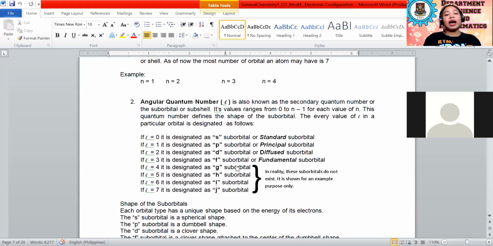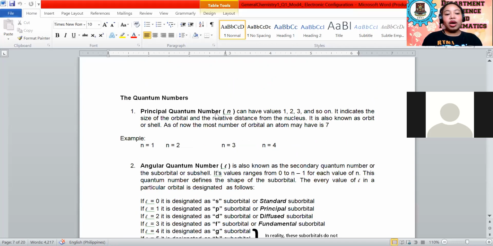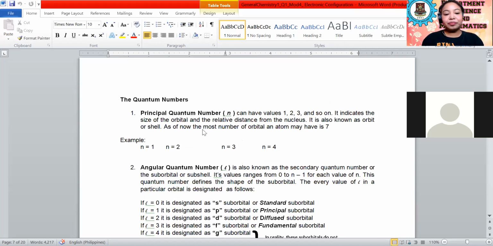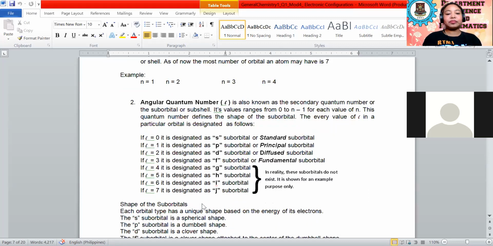Now, let's go to the angular quantum number. The angular quantum number is also known as the secondary quantum number or the suborbital. So, if the principal quantum number is the orbital, the angular quantum number is the suborbital. If we imagine it, the principal quantum number is the house, and the angular quantum number is the room.